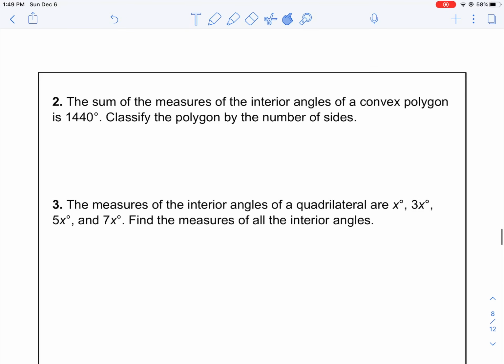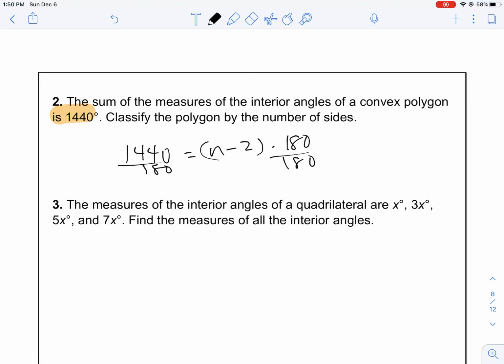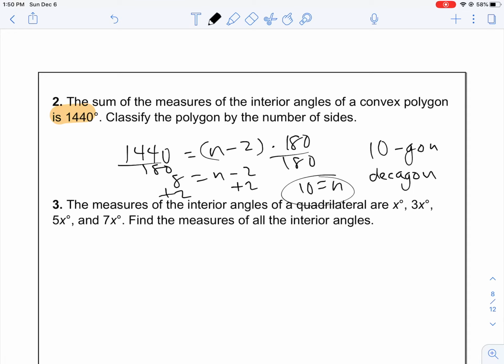All right, so let's just kind of look at these and let's make sure we know what we're doing here. So it says the sum is equal to 1440. So 1440 equals n minus 2 times 180. Divide by 180. So we have 1440 divided by 180. That gives us 8. So we get 8 equals n minus 2. So add 2, and your n is 10. Well, that's just a tengon, also known as a decagon.